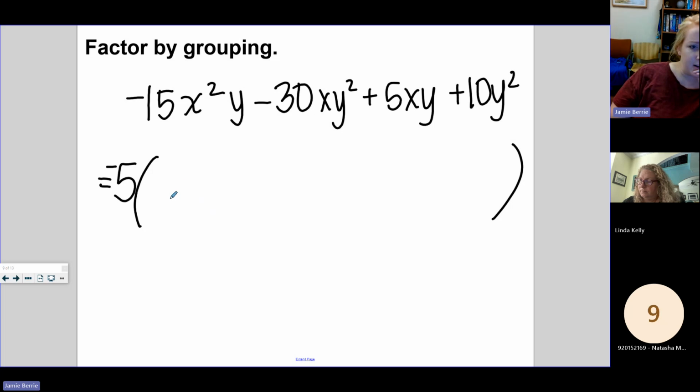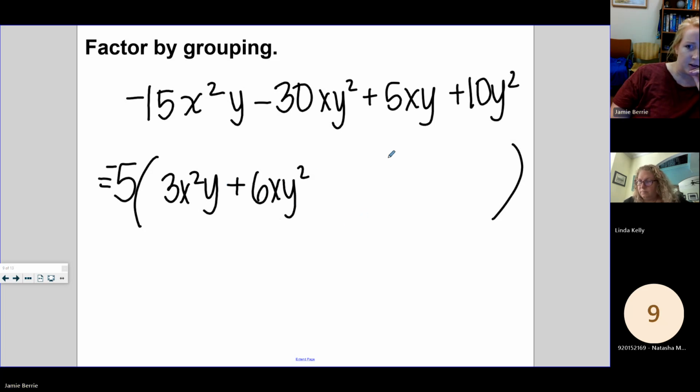All right, so if we're dividing out by -5, that's going to become 3x squared y. -30 over -5 is positive 6xy squared. Positive 5 divided by -5 is -1xy. Positive 10 over -5 is -2y squared.